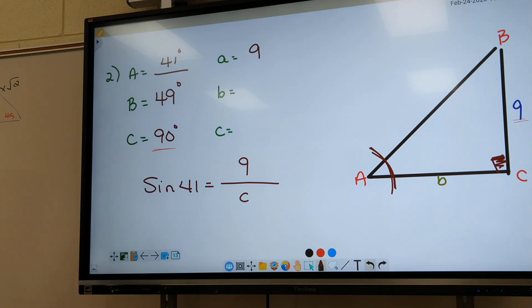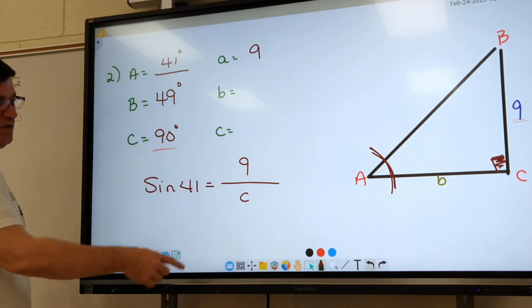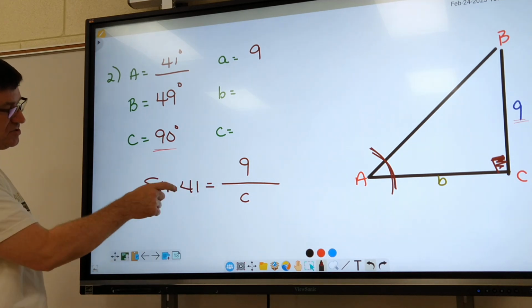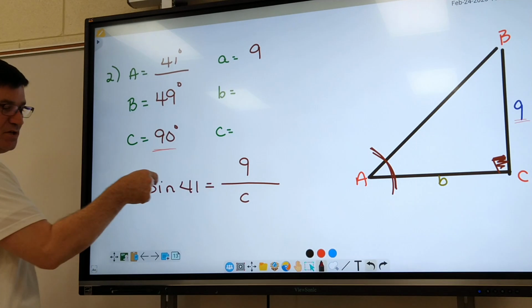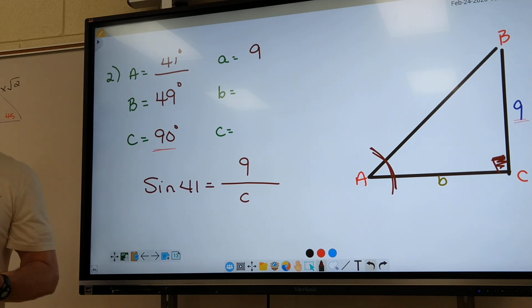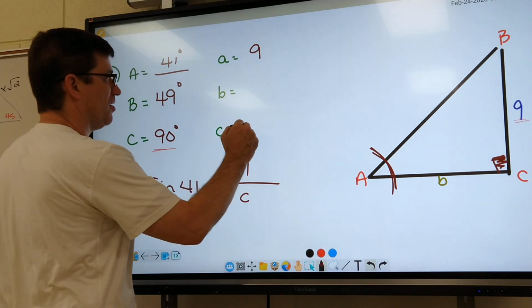Alright, so Brianna, when it's set up this way, and you've got your letter on the bottom, all you do to type it in your calculator is put sine of 41 on the bottom and put your c over here. So type in 9 on top, sine of 41 on the bottom, and that's it. What'd y'all get? Which blank does it go in? It goes in little c. Good, y'all getting it?